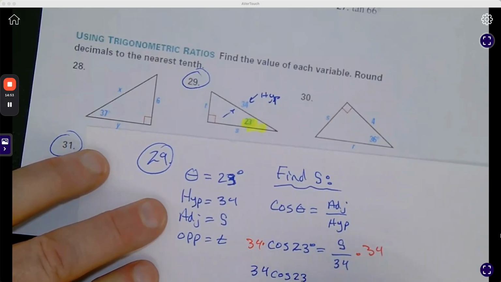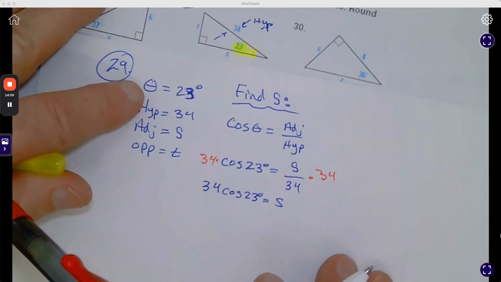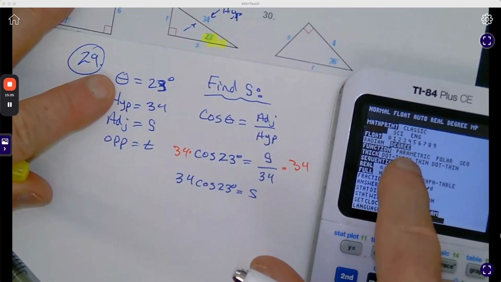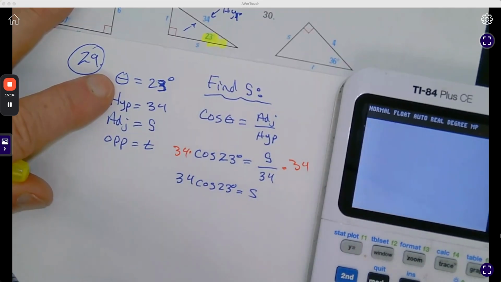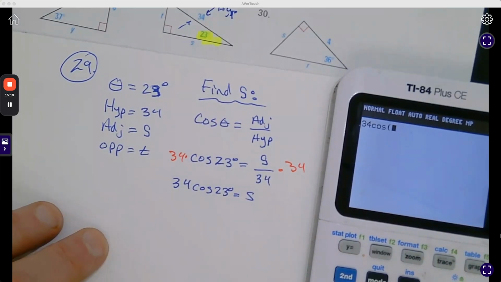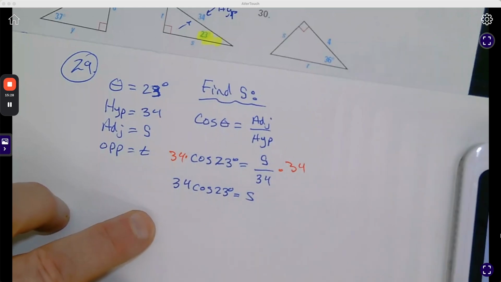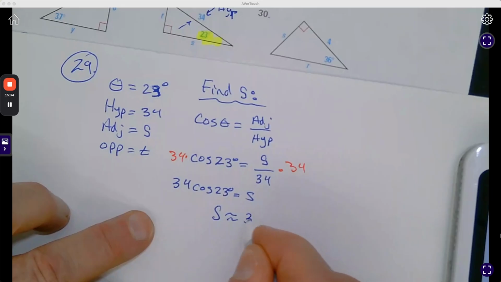Make sure your calculator's in the right mode. That mode would be degree mode. So hit mode, make sure degree is highlighted. If it is, you're good. If not, if radian is highlighted, then you got to go down there, go to degrees, press enter, and then it highlights it. To get out of that, hit second and quit. Now I'm going to do 34, cosine of 23, enter. Nearest tenth, so 31.3, because we got to round up. So S is approximately 31.3.